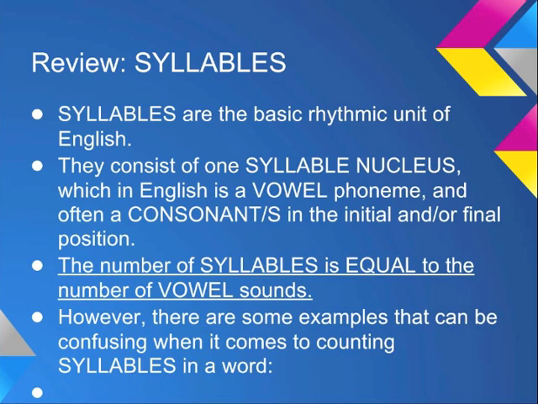Syllables are the basic rhythmic unit of English. They consist of one syllable nucleus, which in English is a vowel phoneme, and often a consonant or consonants in the initial and/or final position. The number of syllables is equal to the number of vowel sounds. However, there are some examples that can be confusing when it comes to counting syllables in a word.